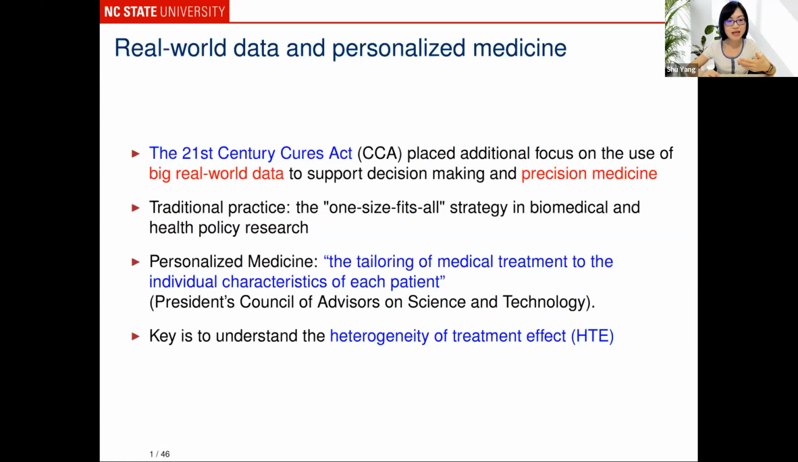So the paradigm is now shifting to personalized medicine or precision medicine that aims at tailoring medical treatment to the individual characteristic of each patient. Toward that end, an important step is to understand how treatment effect varies across patient characteristic, known as the heterogeneity of treatment effect, HTE for short.